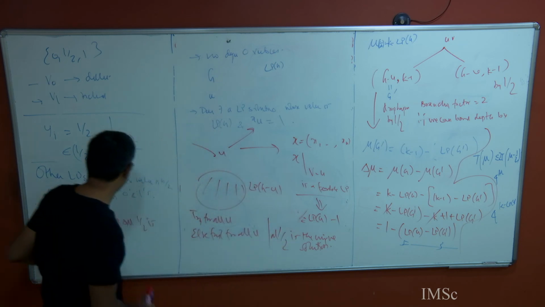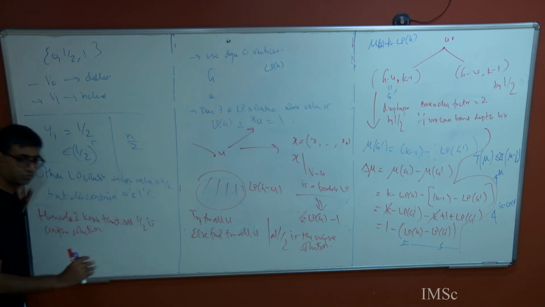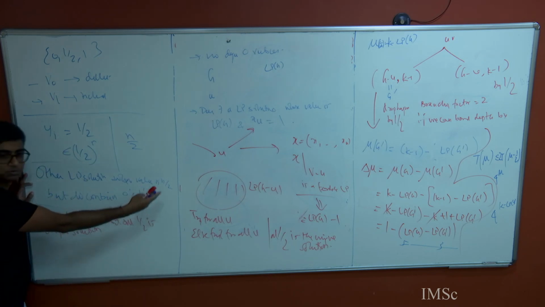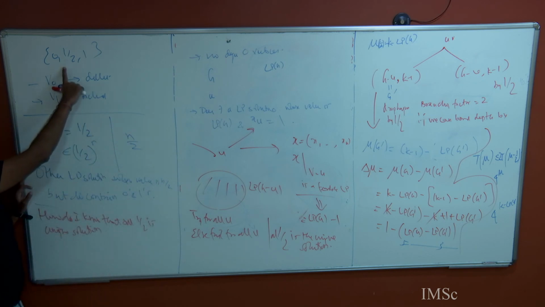So from now onwards, I'm going to assume that all half is the unique solution, and that is the only solution we have for this graph, because we can compute this in poly time. And if we find a non-half unique solution, then we have a way to make progress. Okay, so that's it.